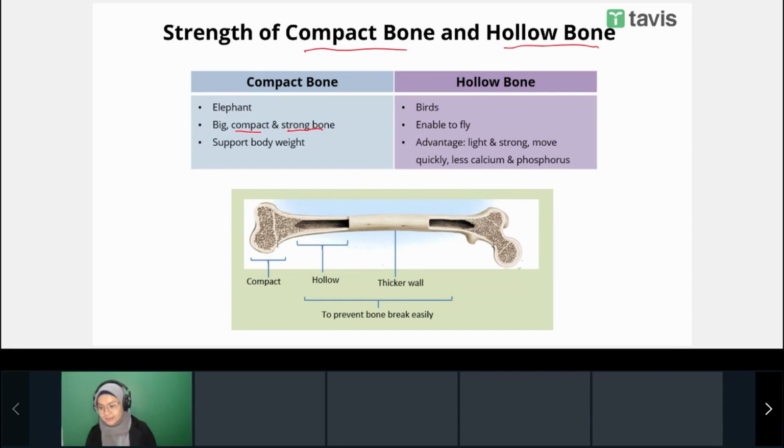Hollow is lighter because it is hollow. Yes, hollow is lighter. Why do birds have hollow bones? Because they need to fly, so they have to become lighter. It's lighter and it's strong.